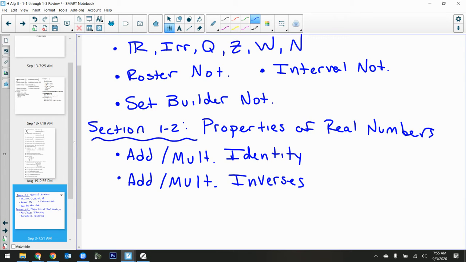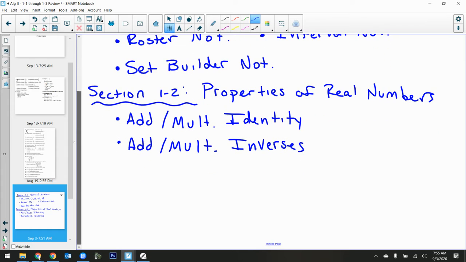And within that, I guess you should know what the properties are so that you can tell what property I am demonstrating. If I give you a statement, you can say, oh, that looks like you're showing me the additive identity, or that looks like you're showing the additive inverse. Okay. But you must also be able to tell me what the additive and multiplicative inverses are of a particular number, which I think was at the very beginning of the last homework, not so bad.